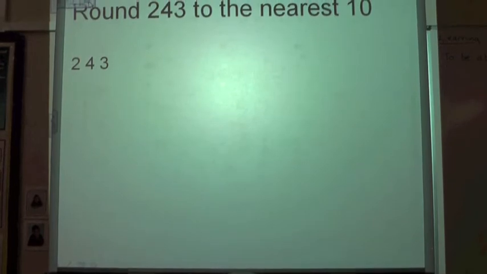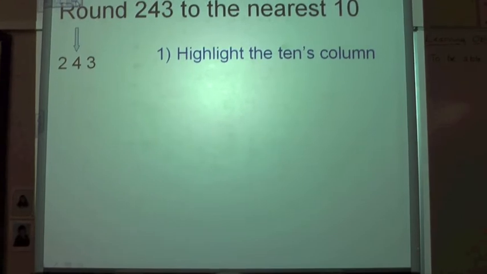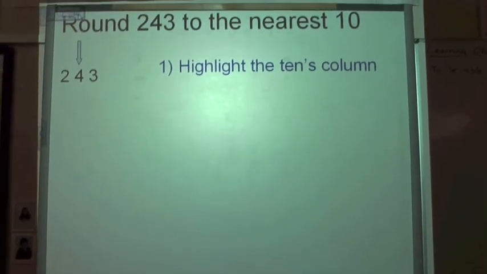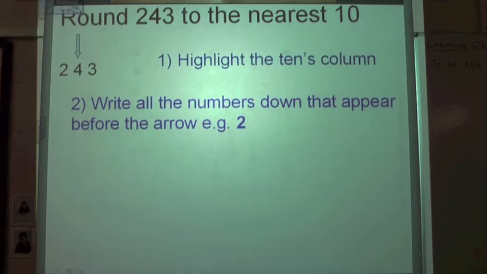So, rounding 243 to the nearest 10. Highlight the tens column, that's the one we're looking at, so the 4 there. Then write down all the numbers that appear before the arrow. So we're looking at the 2 here because that number is not going to change.